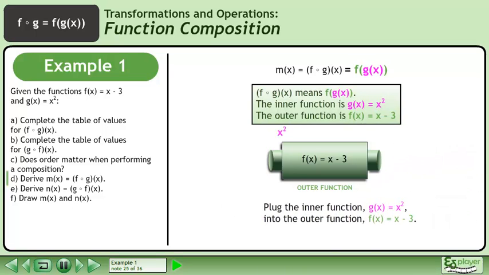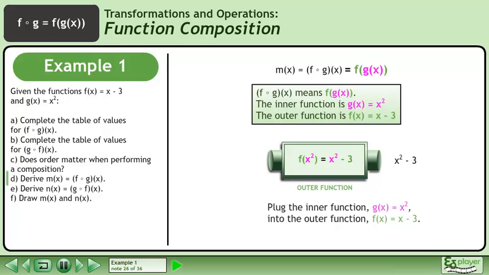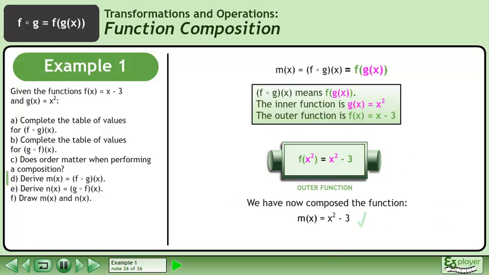Plug the inner function g of x equals x squared into the outer function f of x equals x minus 3. This gives a result of x squared minus 3. We have now composed the function m of x equals x squared minus 3.